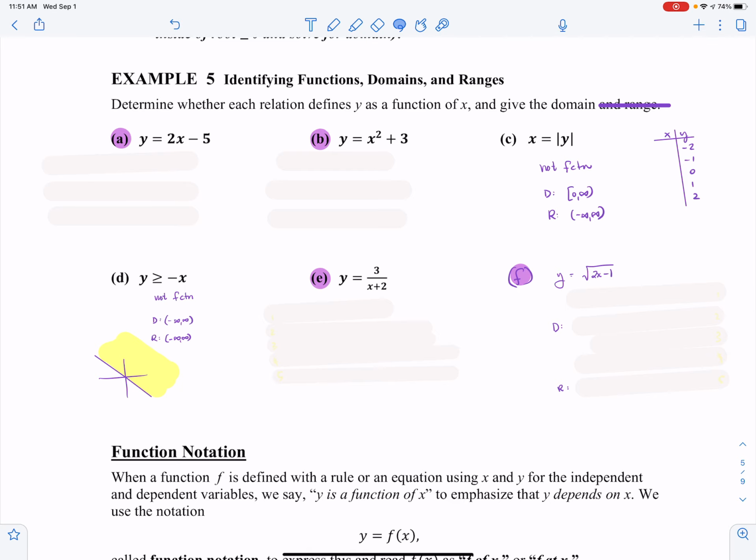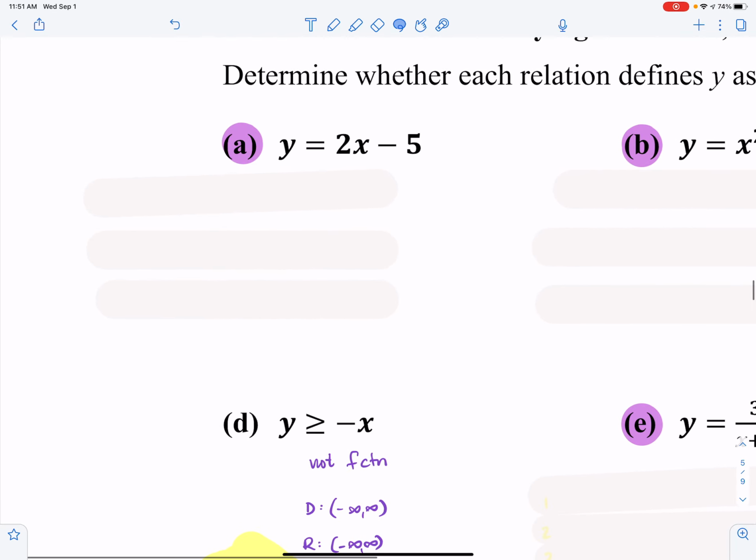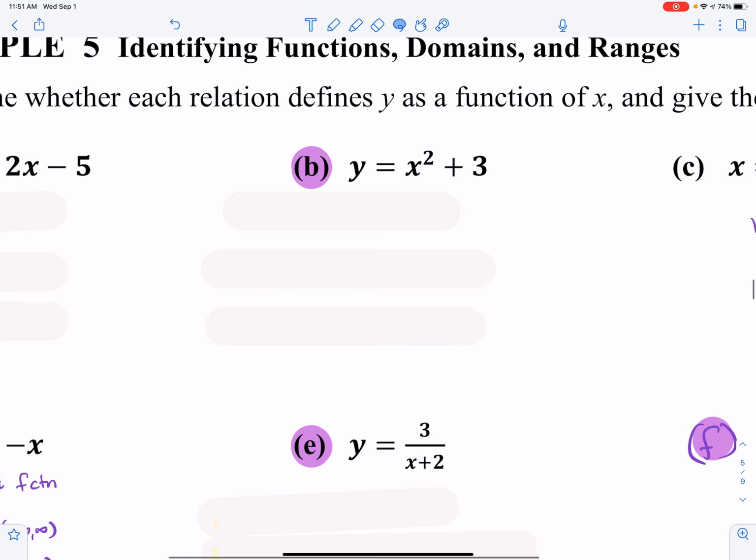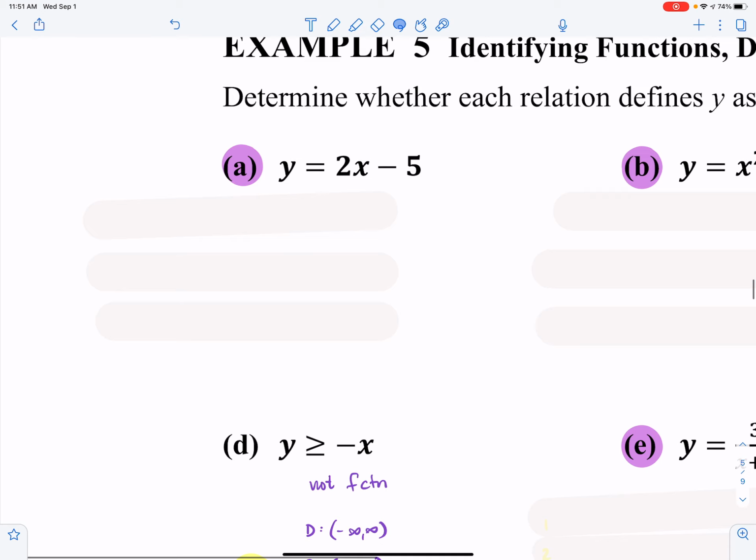All right, so for part A, we're looking for, is it a function or not? And then we're looking for the domain. Now, if I were to draw this, you remember from previous math courses, something like this is just going to be a line, and I know that because it doesn't have any powers on it. So this is just a simple line. Is it going to be a function? Yes, it is.